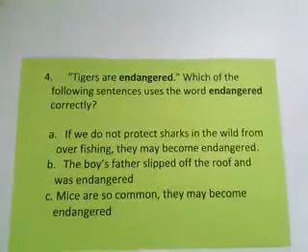Okay, question 4. Tigers are endangered. Which of the following sentences uses the word endangered correctly? A. If we do not protect sharks in the wild from overfishing, they may become endangered. B. The boy's father slipped off the roof and was endangered. C. Mice are so common they may become endangered.